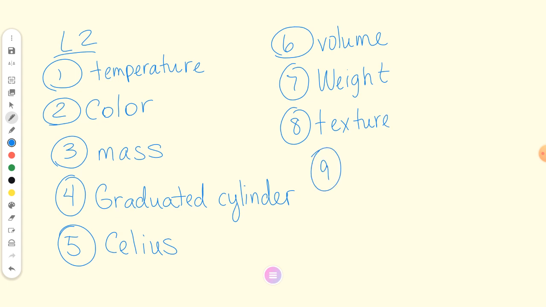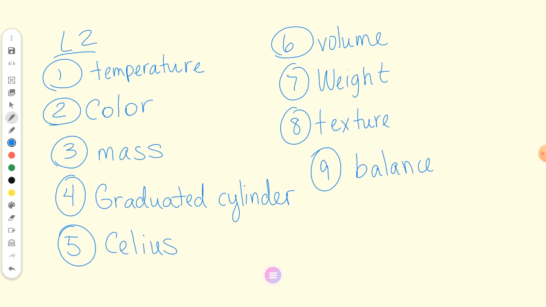Number 9, mass is measured by using a blank. Wyatt? Balance. You must use gram cubes or objects of known mass to measure using this tool. Yes, it is balance. If people miss this, they put scale. What do we use a scale for?